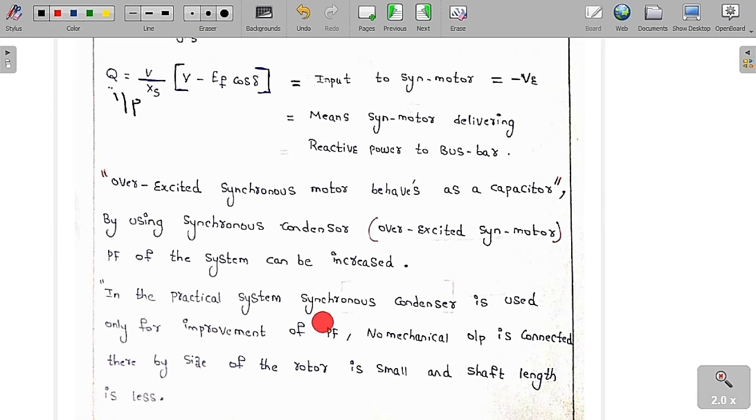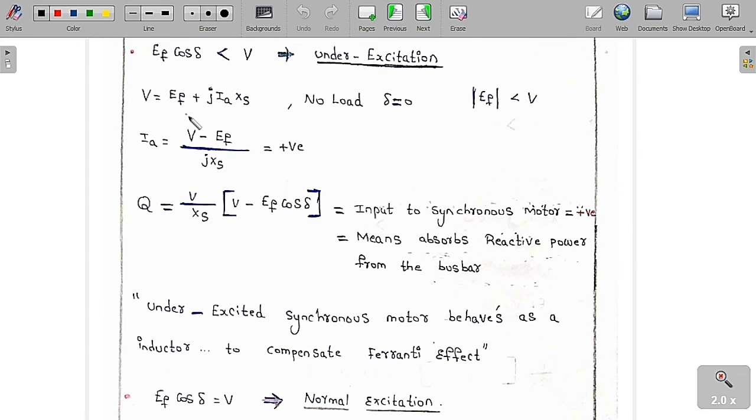So in the practical system, the synchronous condenser is used only for improvement of power factor, and no mechanical output is connected, means you are not going to connect any mechanical output load. Thereby the size of the rotor is small and the shaft length is very less. So now we'll see what is going to happen for the under excitation.